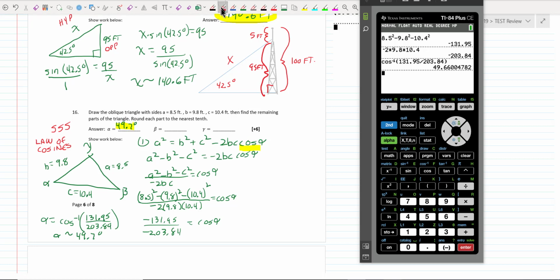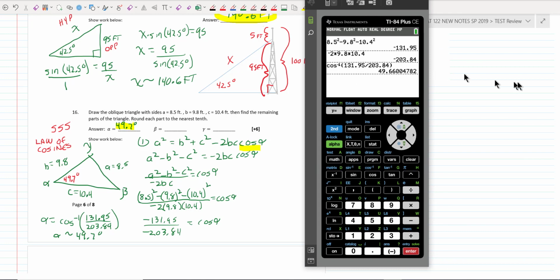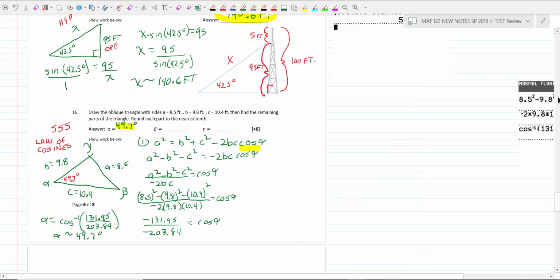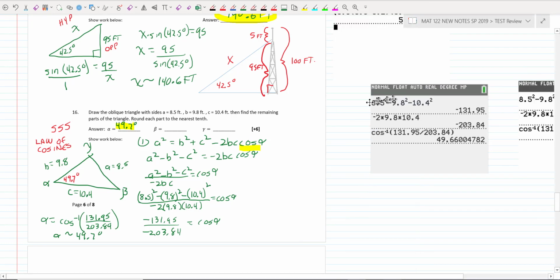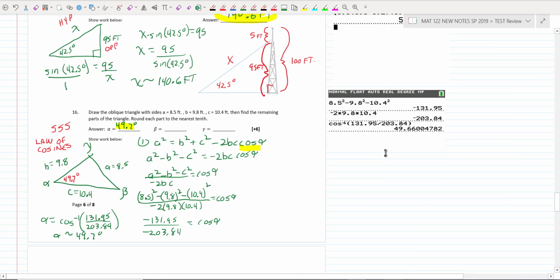Now what we're going to do in step 2 is find one of the other angles. It turns out you can use the law of sines. Remember, you use the law of sines whenever you have an angle and the side opposite. So I'm going to match up this ratio like this. That has to be matched with this. Let's go ahead and find beta. Beta is matched up with 9.8. So we only have one unknown there.